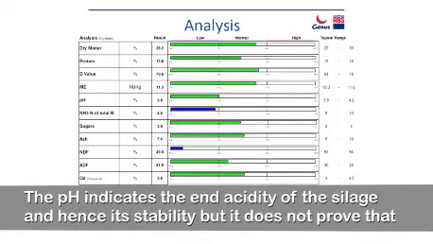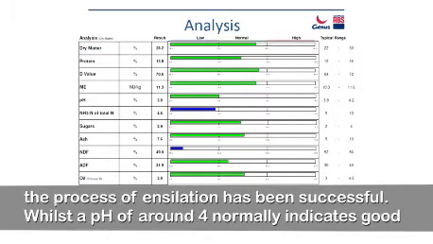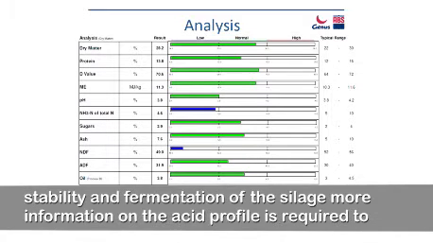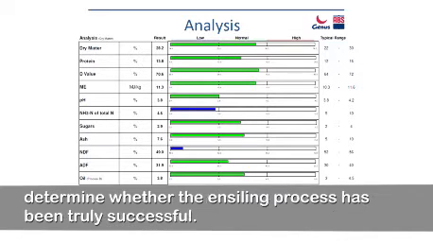The pH indicates the end acidity of the silage and hence its stability, but it does not prove that the process of ensilation has been successful. Whilst a pH of around 4 normally indicates good stability in fermentation of the silage, more information on the acid profile is required to determine whether the ensiling process has been truly successful.